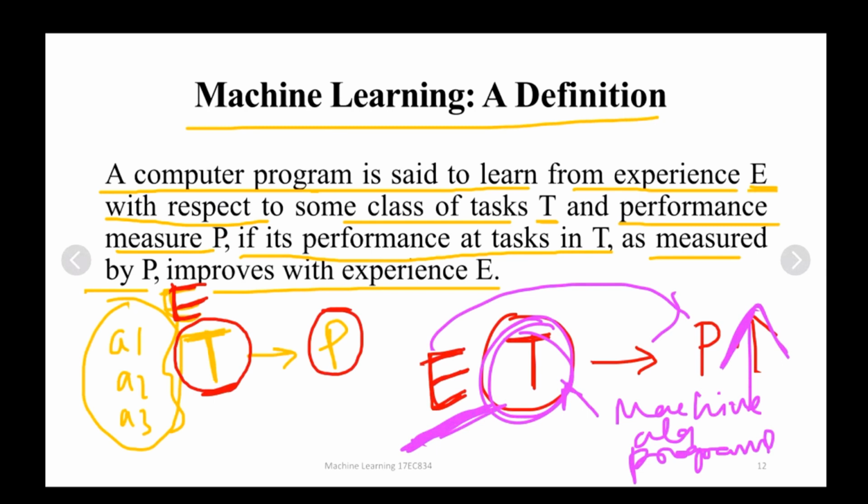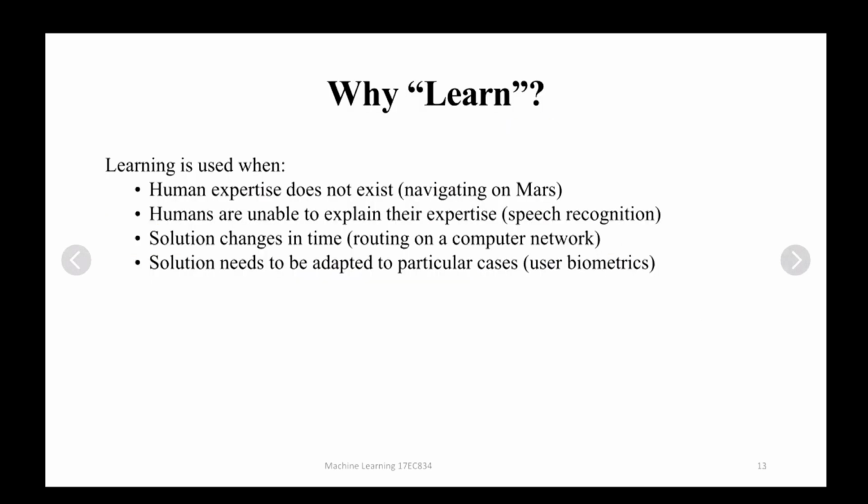So we have understood what machine learning is, why machine learning, what areas we can use machine learning in, and what the actual definition of machine learning is. Next, why learn? Learning is very important. Learning is used when human expertise does not exist. That is why we have to provide learning for the machines. Wherever human learning is not at all available, then we can go for learning.